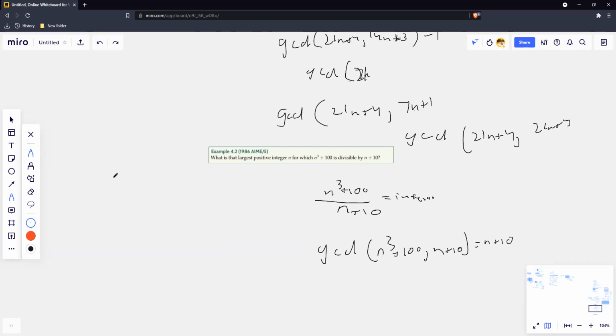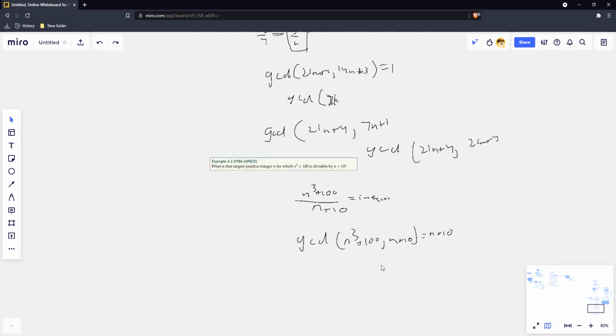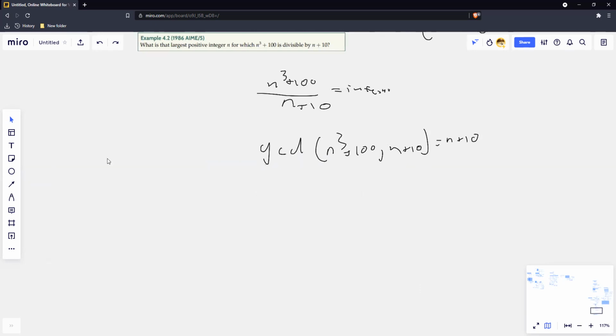Okay. So now what we note is this looks awfully like the sum of cubes factorization. In fact, n cubed, let's say this is equal to n cubed plus 1000 minus 900. Because 100 is not a cube, 100 is a square, so we make this a cube, and we borrow 900 and we write minus 900 here.